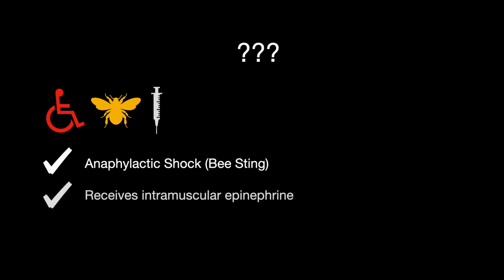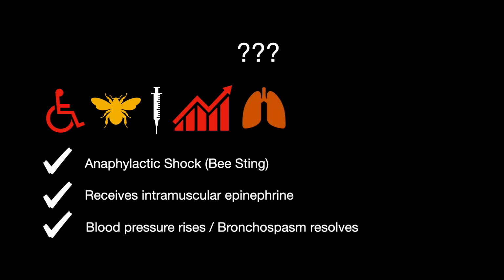Anaphylactic shock after a bee sting, receives intramuscular epinephrine, blood pressure rises, and bronchospasm resolves. So, which G proteins are responsible for these two therapeutic effects? The answer is GQ and GS, because epinephrine constricts blood vessels and raises blood pressure via alpha 1 receptors. It also causes bronchodilation via beta 2 receptors. And now you know that alpha 1 receptors are GQ coupled, while beta 2 receptors are GS coupled.